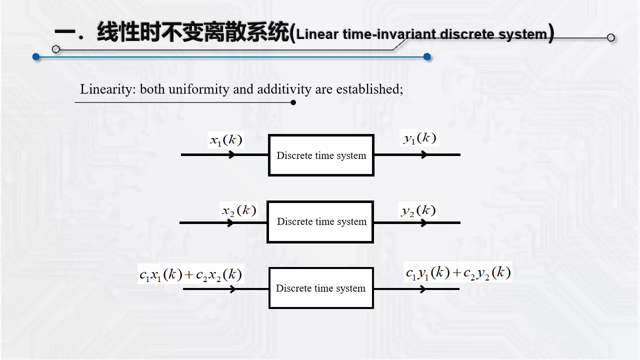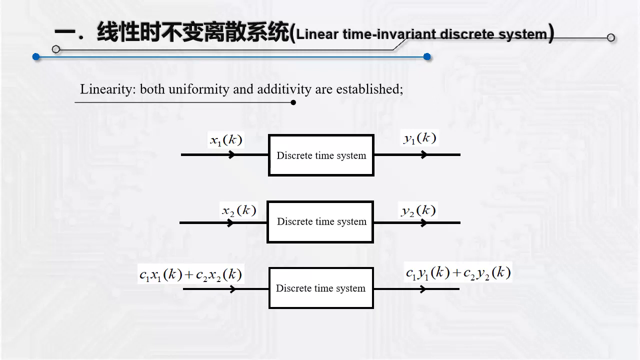The first thing, let's introduce linear time invariant LTI discrete systems. It has two properties. The first one is linear. That is, as shown in the figure, when the input excitation x1(k) acts on the system alone, the response is y1(k). The response of x2(k) to the system is y2(k). So, when the excitation becomes c1 times x1(k) plus c2 times x2(k), the response is going to be c1 times y1 plus c2 times y2.